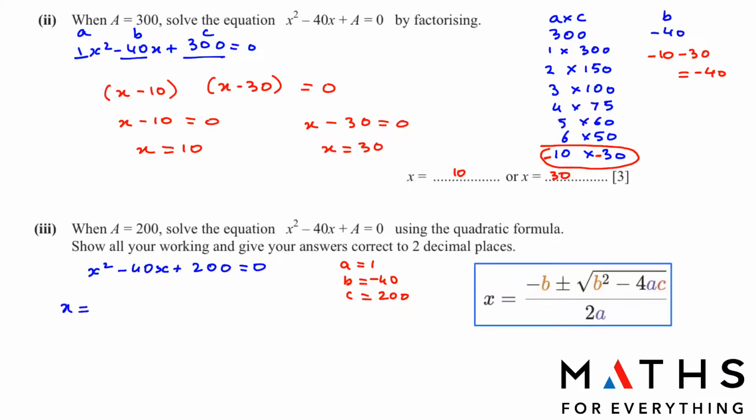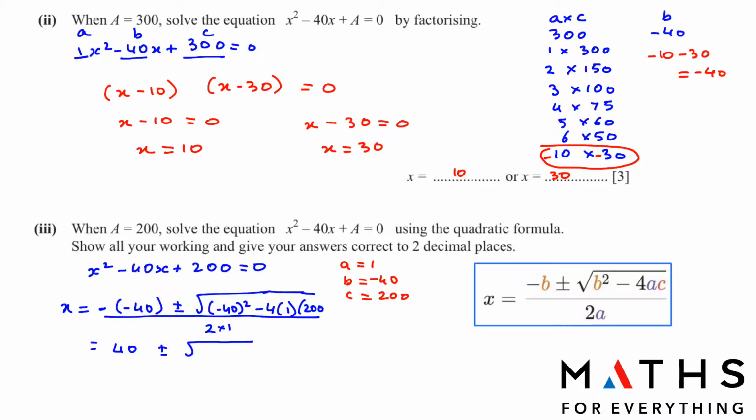Please remember there is also a negative out with the b, and our b also has a negative. In the bracket, remember to put a bracket and then the square, or you will get a wrong answer. And c is 200, over 2 multiplied by a, which is 1. We'll do it step by step.